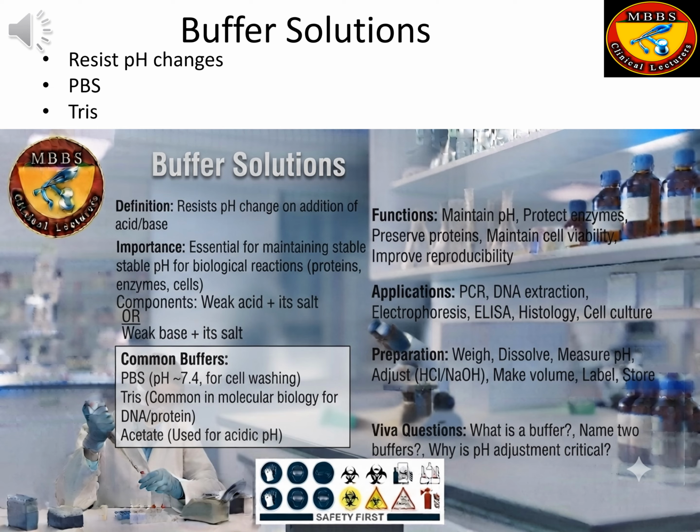Common mistakes. Incorrect pH adjustment. Using expired chemicals. Poor calibration of pH meter. Contamination. Viva questions. What is a buffer? Why is PBS commonly used? Name 2 laboratory buffers. What happens if pH changes during an experiment? Key point. Buffers protect biological systems by maintaining a stable pH.